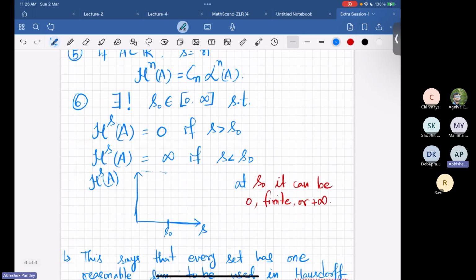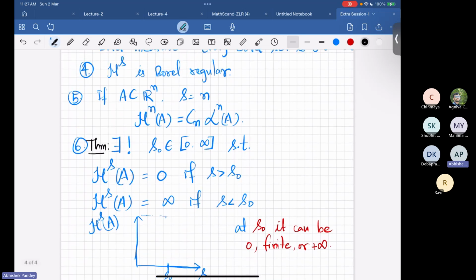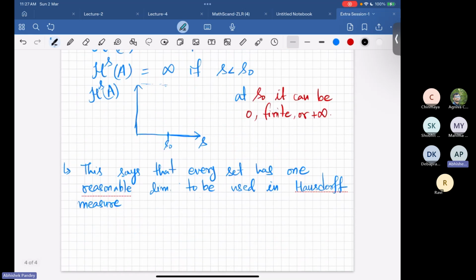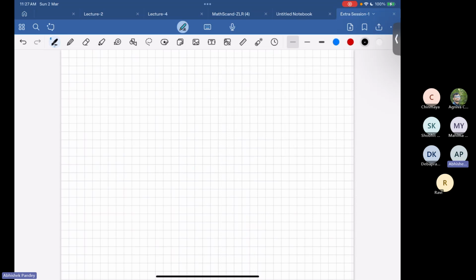So I should write this property 6 as a kind of theorem. I mean all these things are theorems, like one has to prove it. This is important for us, property 6, because this will give us the dimension of the set A. Fine. We will now talk about the Hausdorff dimension.